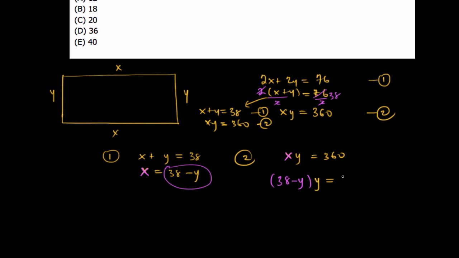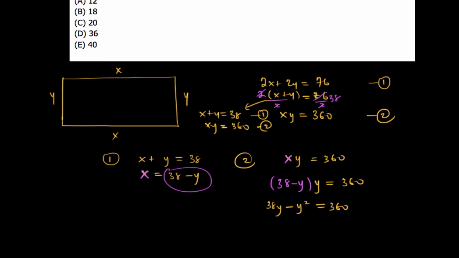times y equals 360. So what I've done here is, from equation 1 I found the value of x. For equation 2, since x is still here, all I need to do is replace the newly found value of x into the place of x in equation 2, so I can solve for y. So what I'm going to do is expand this. You have 38 times y, which is 38y minus y squared equals 360.